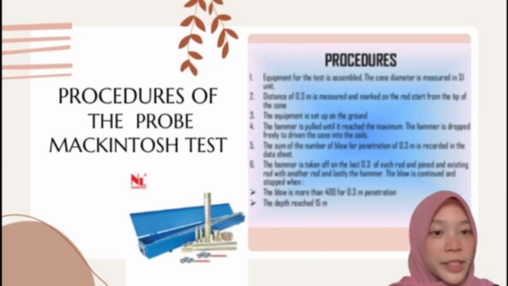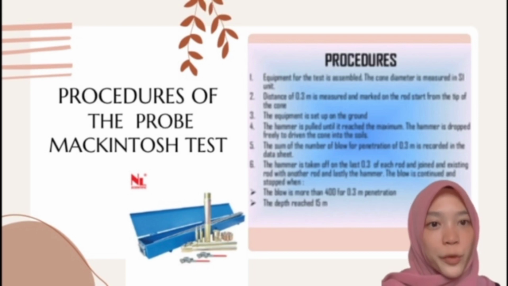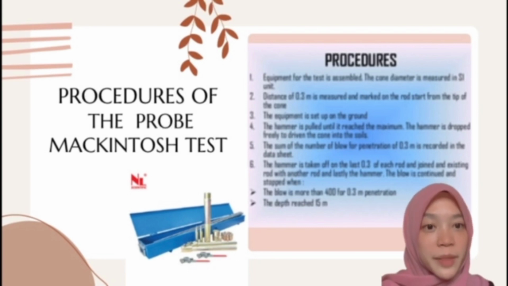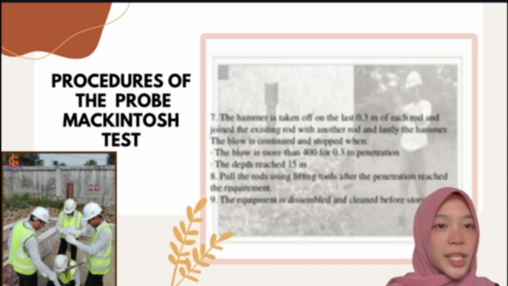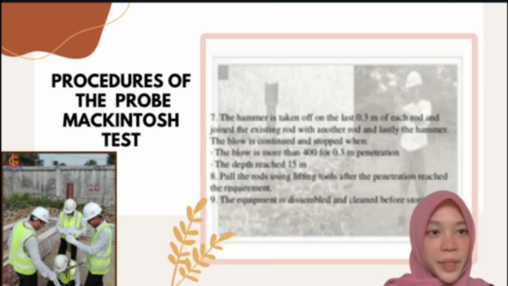The blows are continued consistently and stopped when the blows are more than 400 for 0.3 meter penetration, and also when the required depth is reached. Besides that, pull the rod using lifting tools after the penetration reaches the requirements. Furthermore, the equipment is disassembled and a small metal dish is prepared to collect soil that is clinging to the rods.